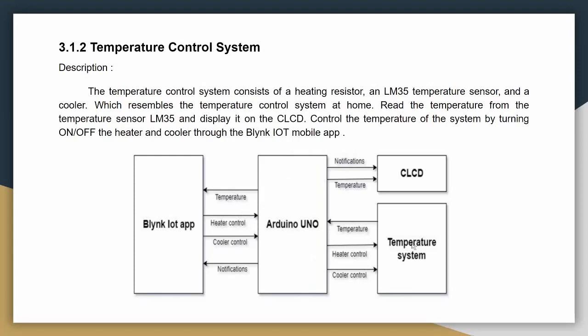in our project. Here you can see the temperature system. The temperature system is being controlled by an Arduino. We have heater and cooler control, which is controlled by the Arduino, and the system in turn gives the temperature as output. This circuit will reflect all the temperature values and all the notifications in our mobile app, and we also have a CLCD connected, so the temperature and notifications will be displayed on the CLCD also. This is how the overall temperature control system works.